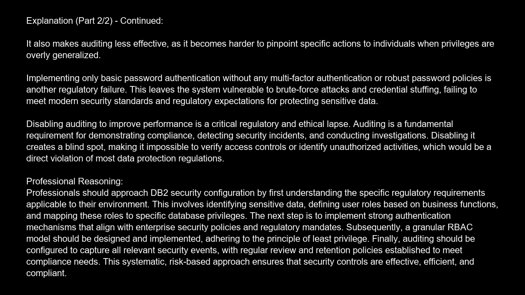Professional reasoning. Professionals should approach DB2 security configuration by first understanding the specific regulatory requirements applicable to their environment. This involves identifying sensitive data, defining user roles based on business functions, and mapping these roles to specific database privileges. The next step is to implement strong authentication mechanisms that align with enterprise security policies and regulatory mandates. Subsequently, a granular RBAC model should be designed and implemented, adhering to the principle of least privilege. Finally, auditing should be configured to capture all relevant security events, with regular review and retention policies established to meet compliance needs.